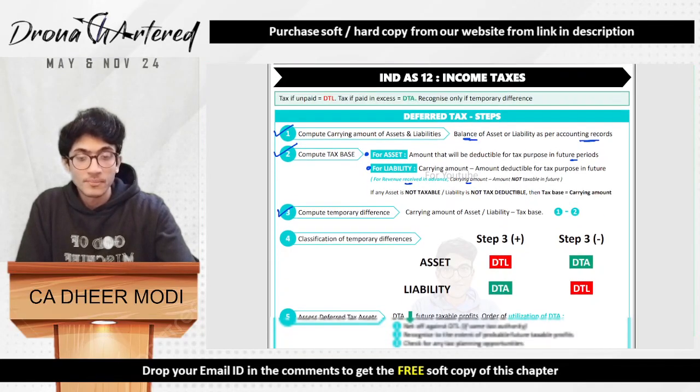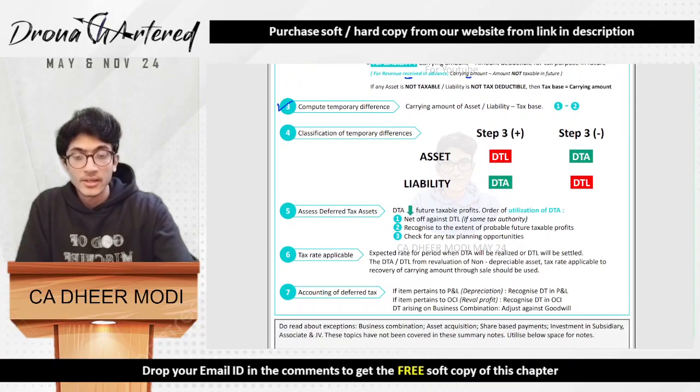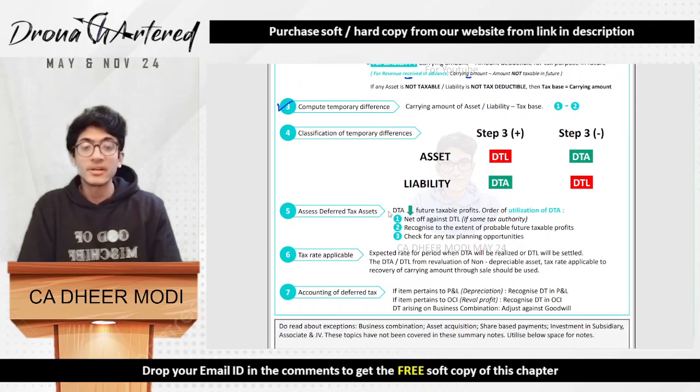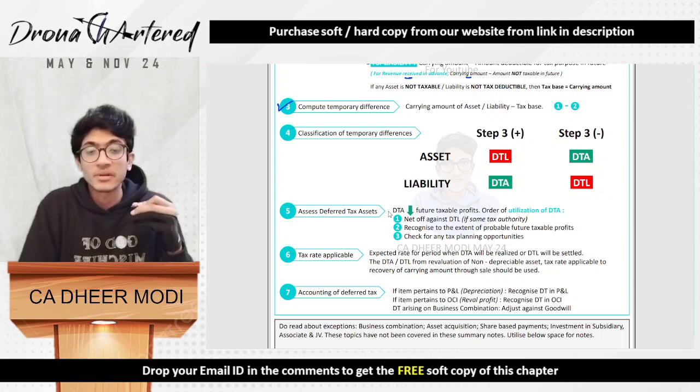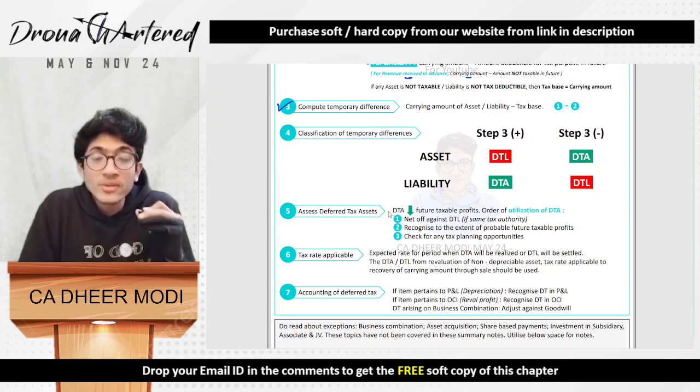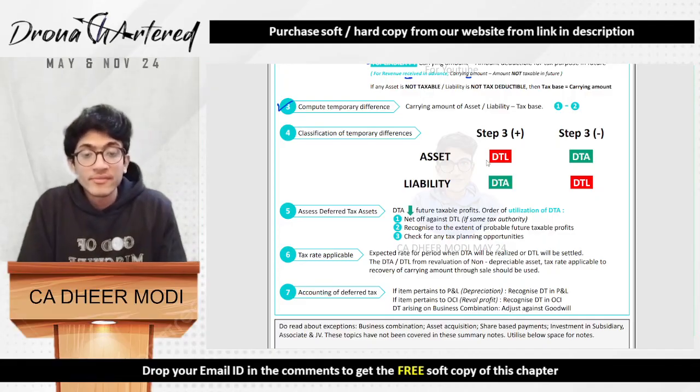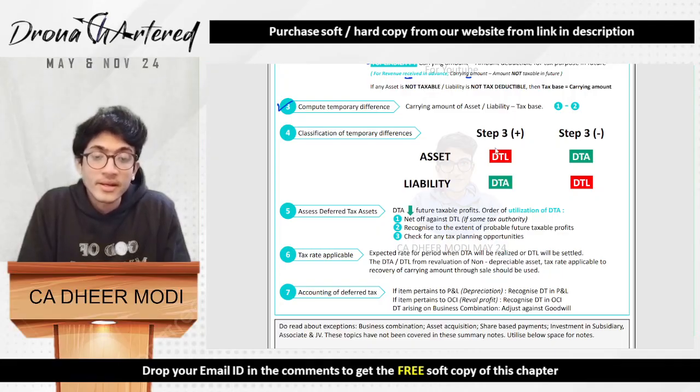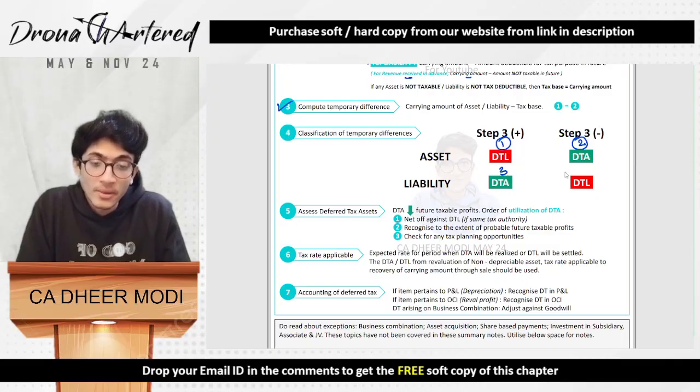Now coming to your step 4, which is classification of temporary differences. That means how do you classify these temporary differences? In step 3, you did 1 minus 2, that is your carrying value minus your tax base. If that comes positive for an asset, it is a deferred tax liability. If it comes negative, it is a deferred tax asset. So you just have to learn one of them, and the rest is all opposite. For liability, the same thing, but opposite.